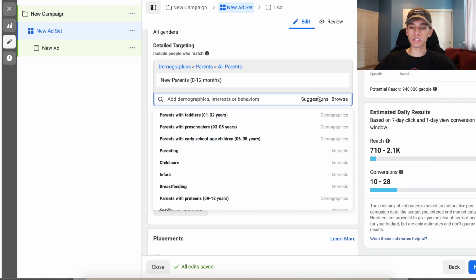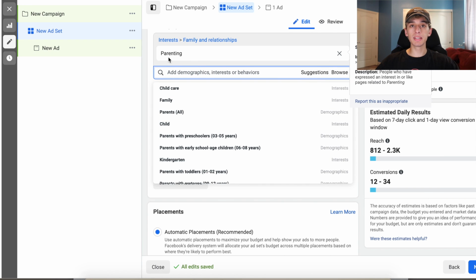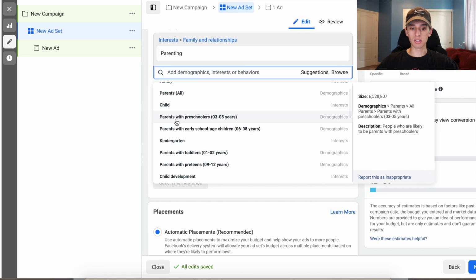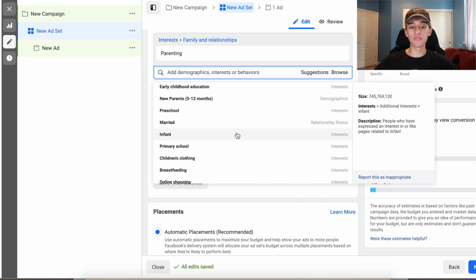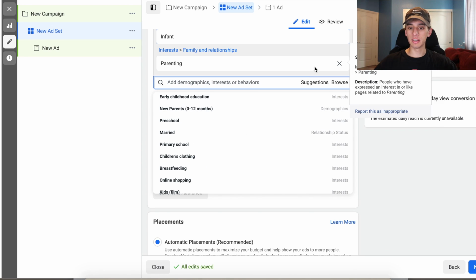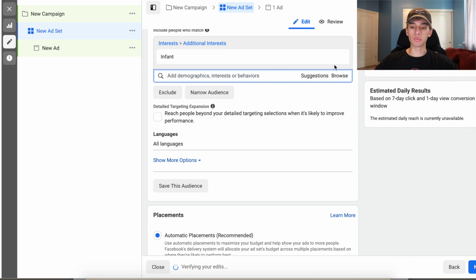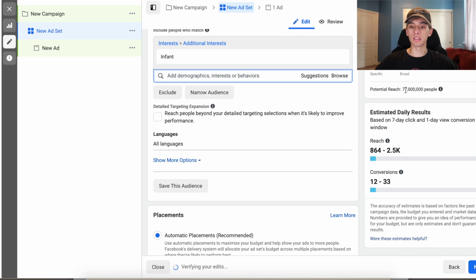From here, I can click suggestions, and they'll give me parenting. Could be a little broad, but it definitely still could work. So we'll go through and see what else we want to target. We could also target the interest infant, which is really good. So we'll target that one, and then we'll clear out parenting and see what the infant potential reaches. Yeah, it's 77 million. So that's really good.